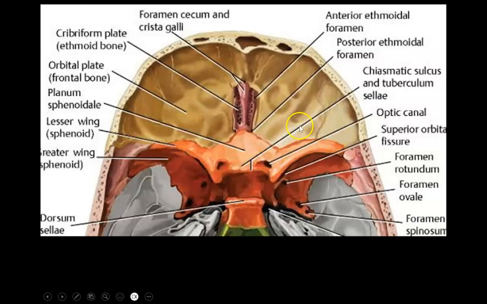So this is the anatomy: anterior fossa, ethmoid in the middle, orbital plates of the frontal bone laterally, and the body of the sphenoid, the planum sphenoidale, called the jugum sphenoidale, and then laterally here the lesser wing, and anterior clinoid and medial to it the optic foramen.